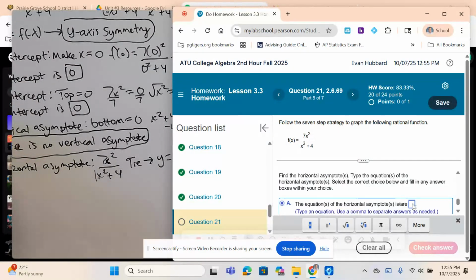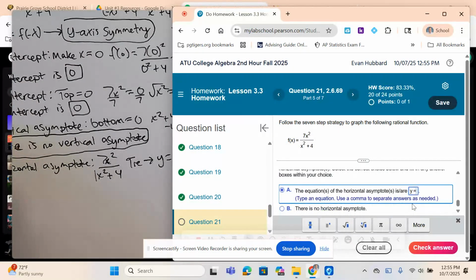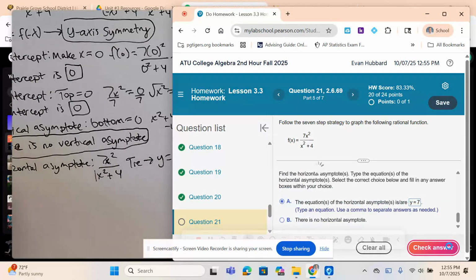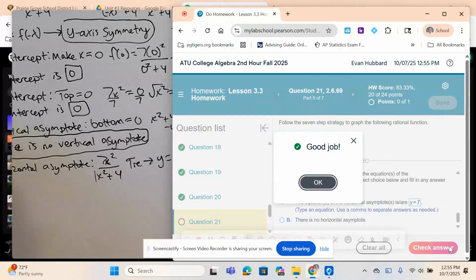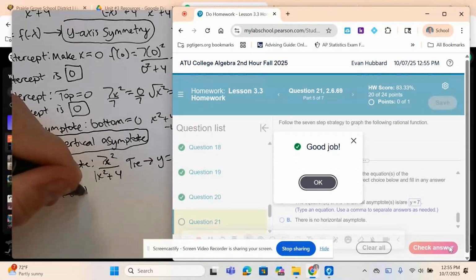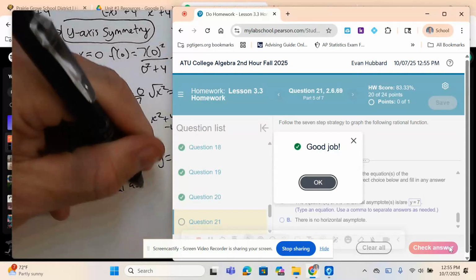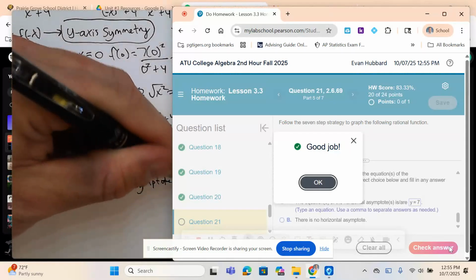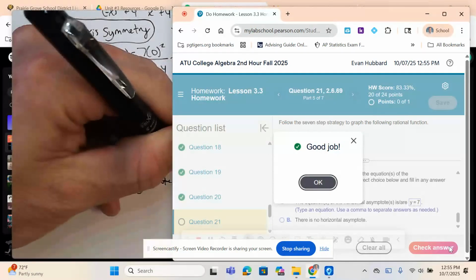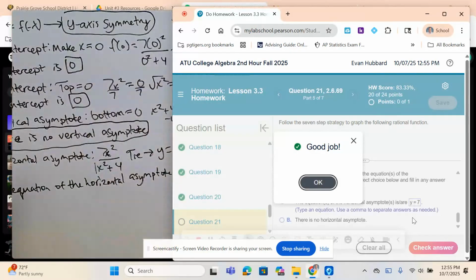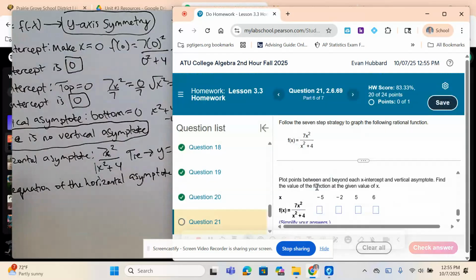And you have to do the equation here. So the equation of the horizontal asymptote is y equals 7. We'll look at that in a moment here.